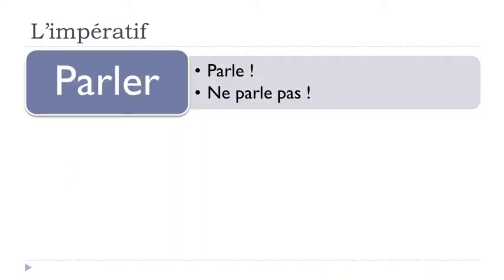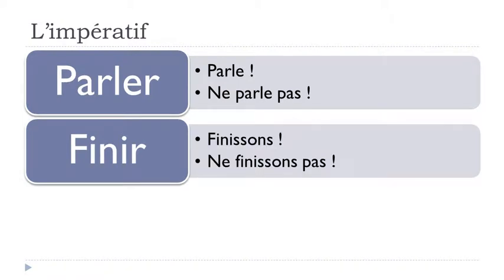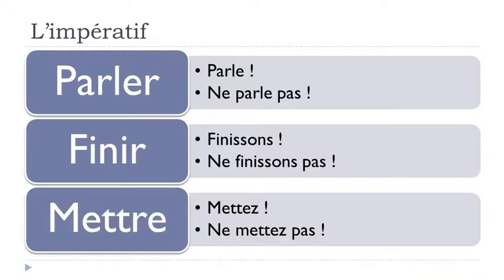So I took this verb parler, and if you have a look at it, the imperative is parle. If you want to write the same sentence but at the negative form, it's quite easy because it will be ne parle pas. So you just put your ne before the verb and then the pas after the verb, and of course you don't change the rest. Finir, finissons, ne finissons pas. Same concept, ne first, then your verb, and after that pas. And then mettre, mettez will become ne mettez pas. So it's not that difficult.